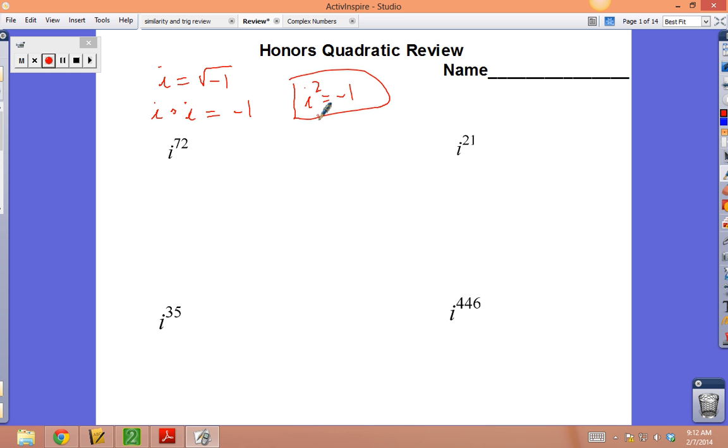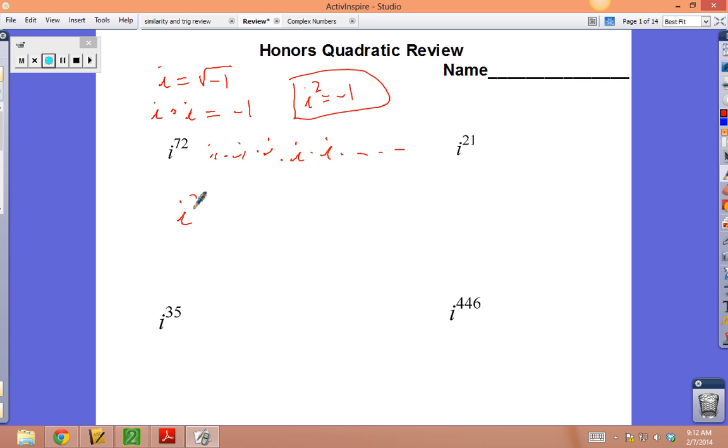If you know i squared is negative 1, the question is, if you have 72 i's, i times i times i times i, over and over and over, is it going to end up real or is it going to end up imaginary? If we got 72 of them, is that going to stay in the imaginaries or leave into the reals? It's going to be real.